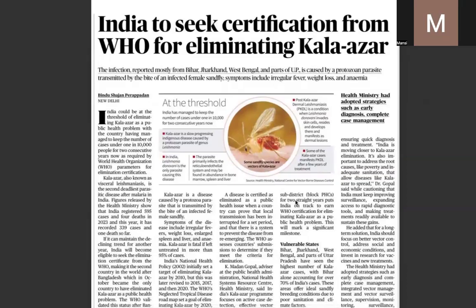We have managed to keep the number of cases under 1 in 10,000 for 2 consecutive years now. This is one of the bases of determining whether a country is able to eliminate a particular disease or not. It is a slow progressing indigenous disease, caused by a protozoan parasite of genus Leishmania. In India, this is Leishmania donovani, the only parasite causing this disease in India. We have been able to control it and slow down its spread. We can remember these facts from the perspective of the prelims examination.